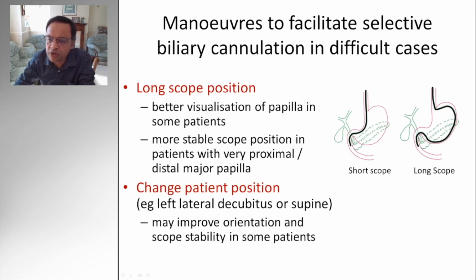This is where the scope runs along the greater curve of the stomach before entering the duodenum. This is more uncomfortable for the patient because it stretches the stomach, but it may allow us to visualize the papilla in certain situations, particularly if the papilla is very proximal or very distal in the duodenum. Another simple maneuver that we may use to facilitate biliary cannulation is a change in the patient's position from the standard ERCP position to, for example, a left lateral decubitus position or a supine position. This simple change of position may improve the orientation and scope stability in some patients.